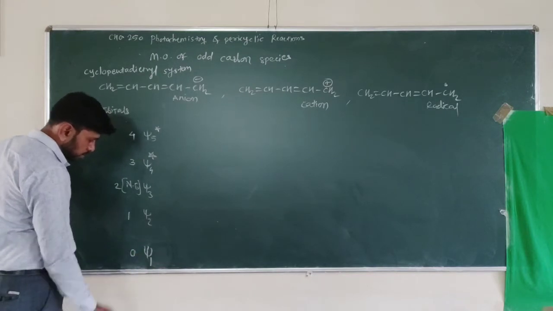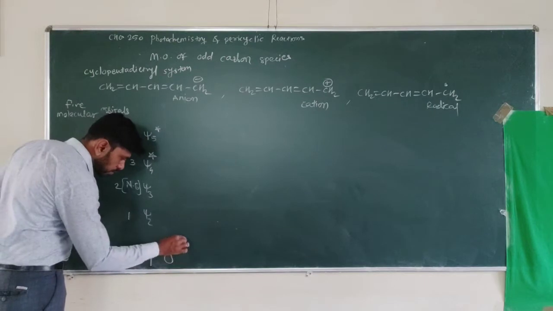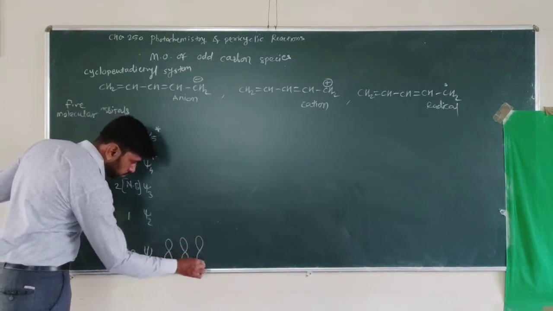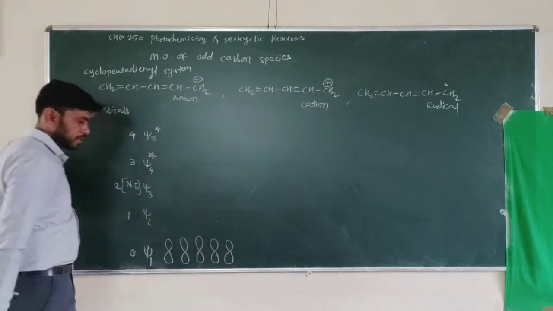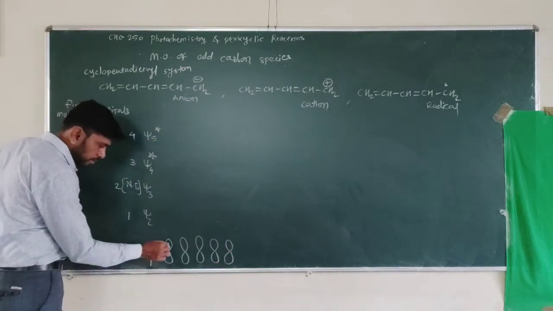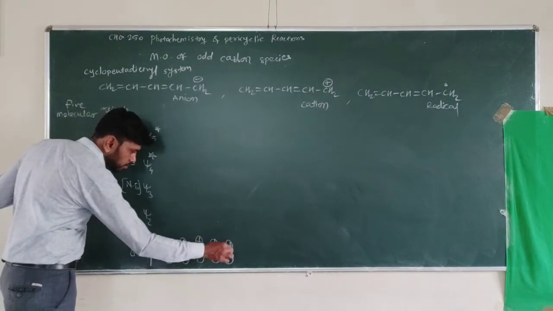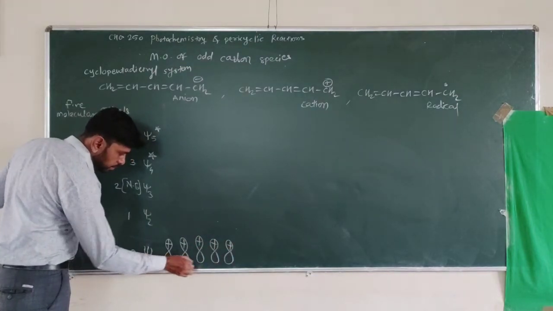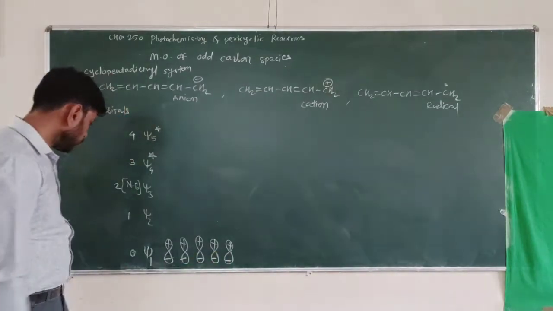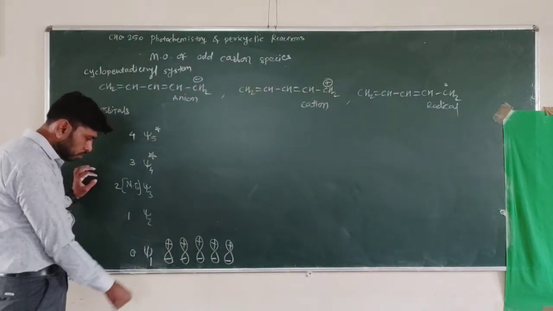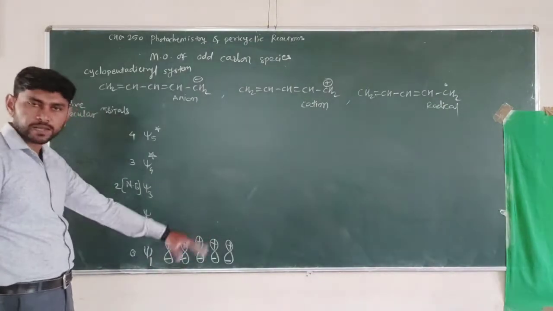Now see, 0 nodes are there. So there are 5 atomic orbitals: 1, 2, 3, 4, 5. Okay, 0 nodes are there. That's why plus, plus, plus, plus, plus, and minus, minus, minus, minus, minus. So we have drawn 5 orbitals on the side. So 0 nodes means no node, no change in sign.